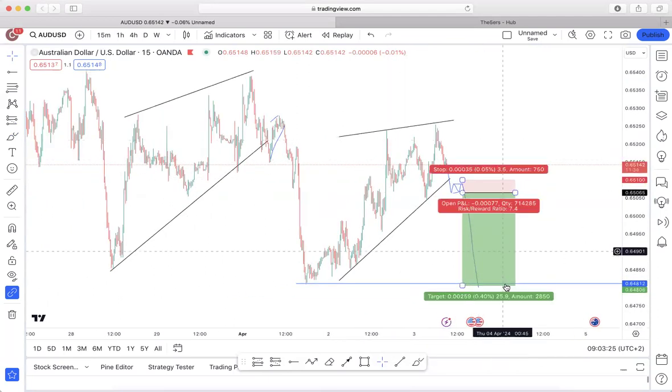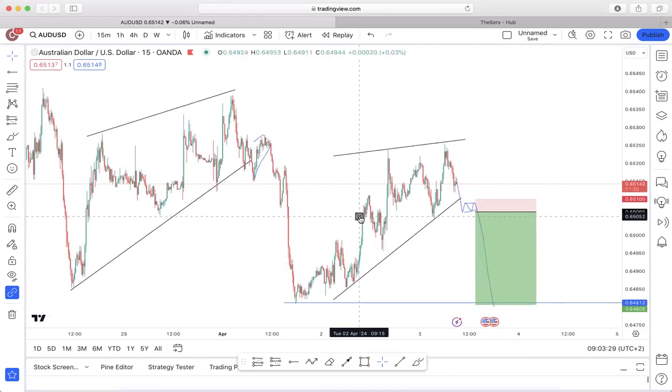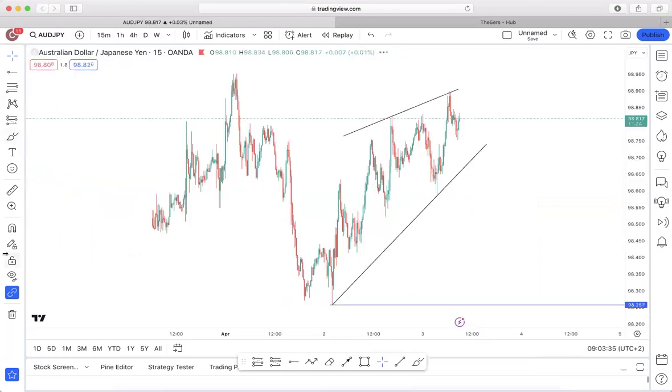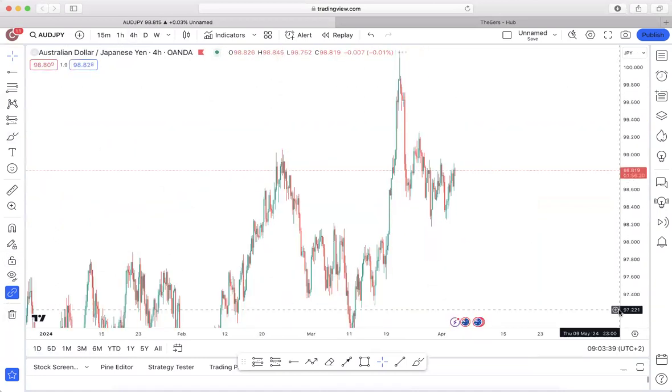So this is how I'm looking at this pair, as you can see over here. So that is it on AUD USD. Now for my next pair, I'm looking at the Australian dollar over the Japanese yen. So once again, let us go into the higher time frame.